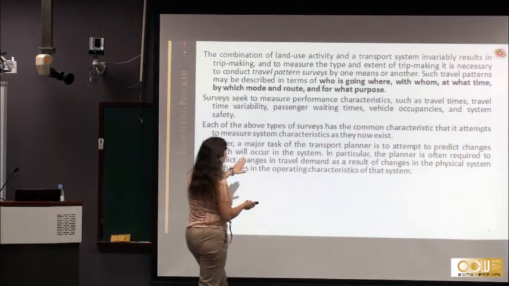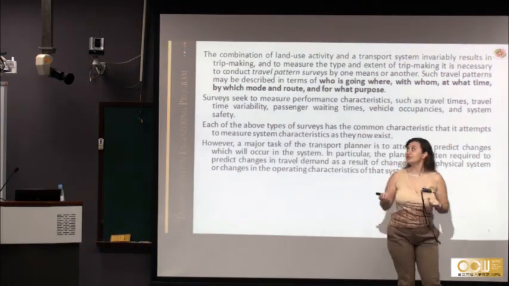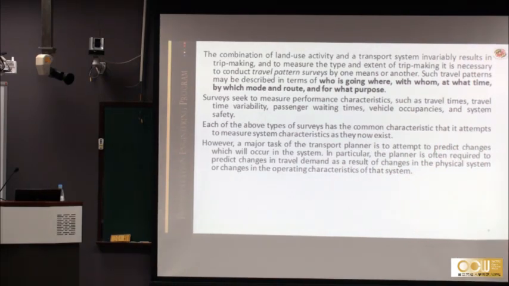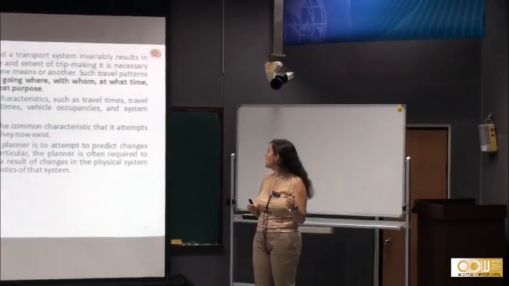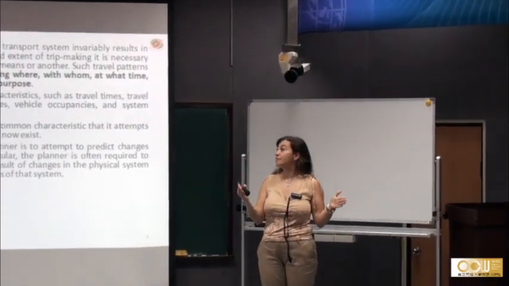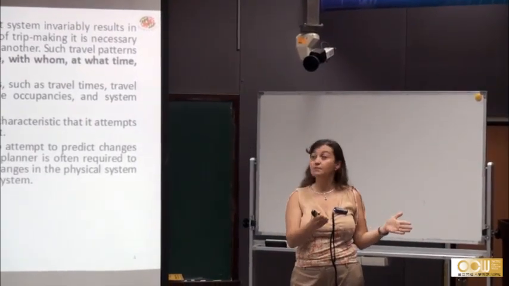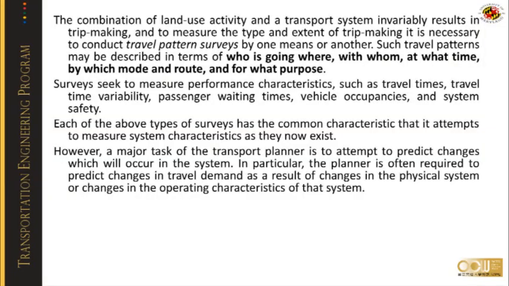So you see all these are models, right? The first model, who is going where, is a destination choice model. With whom is allocation of the activities to the family members. At what time is departure time choice model. By which mode is mode choice model. And route is route choice model for assignment. What purpose is heterogeneity in travel behavior, so is mode and route and all kinds of things by purpose. So you need to know all this information at the end if you want to have a good, integrated transportation model.